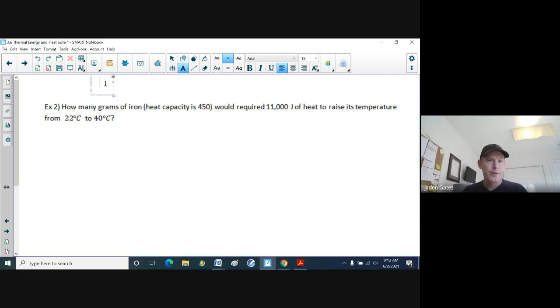Next up, how many grams of iron? Heat capacity is 450. See how it was much lower than the water? The water was like at 4,000. This is 450. And so iron's easier to heat up, is what that's saying.